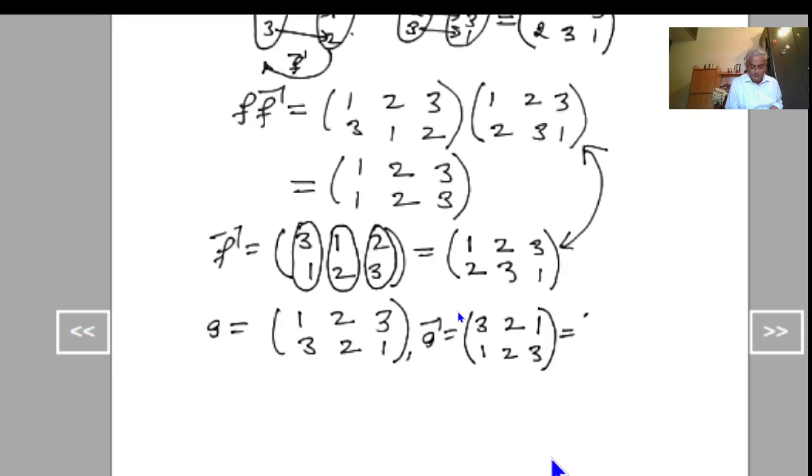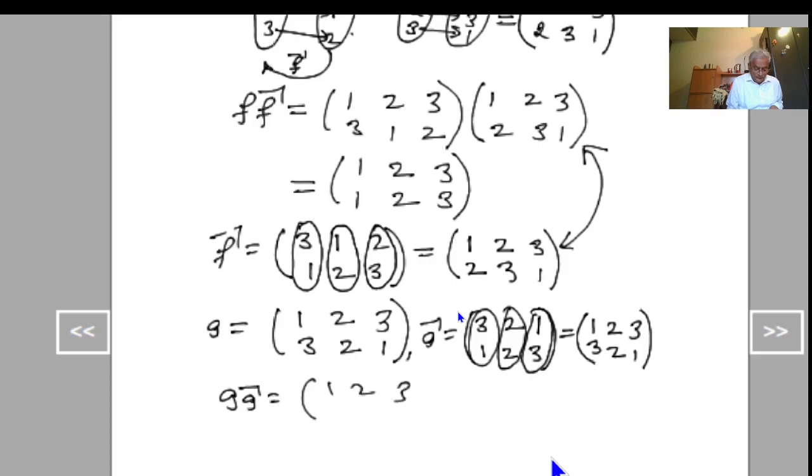Now write this in the first column 1, 3, then this in the second column 2, 2, this in the third column 3, 1. Again just verify whether G into G inverse is equal to E or not. G is 1, 2, 3, 3, 2, 1 and G inverse is 1, 2, 3, 3, 2, 1.